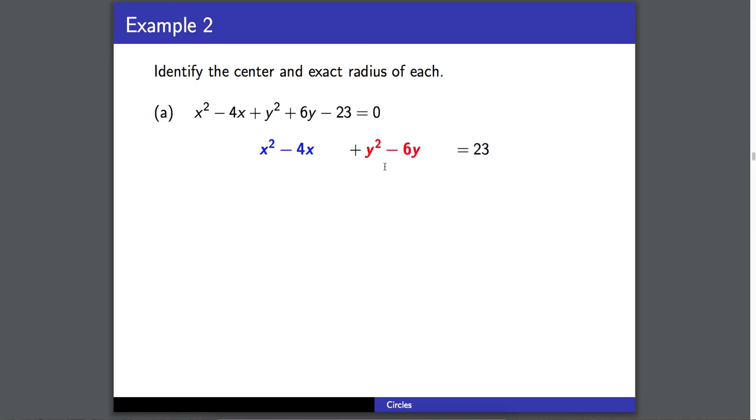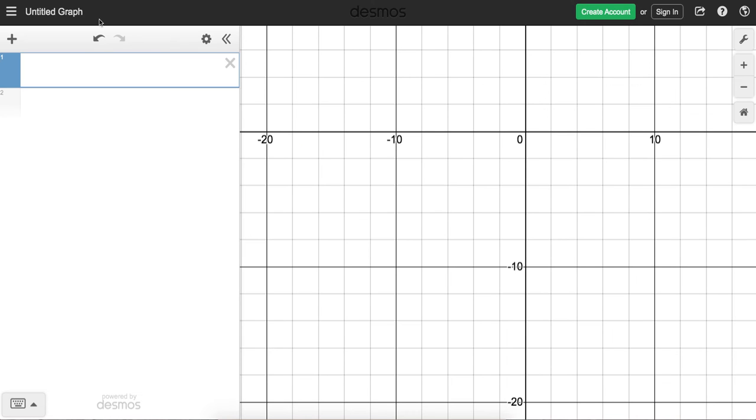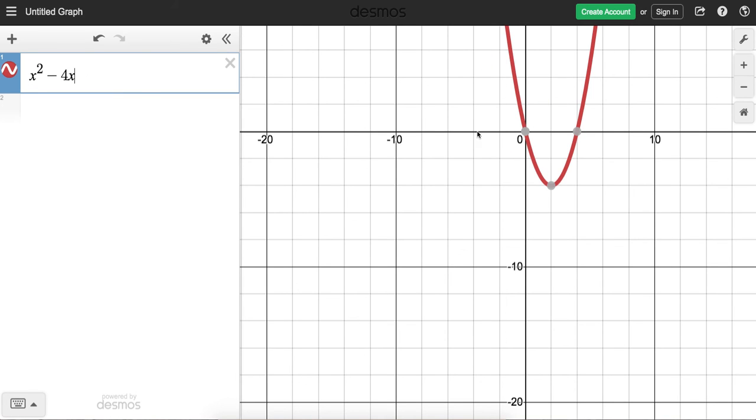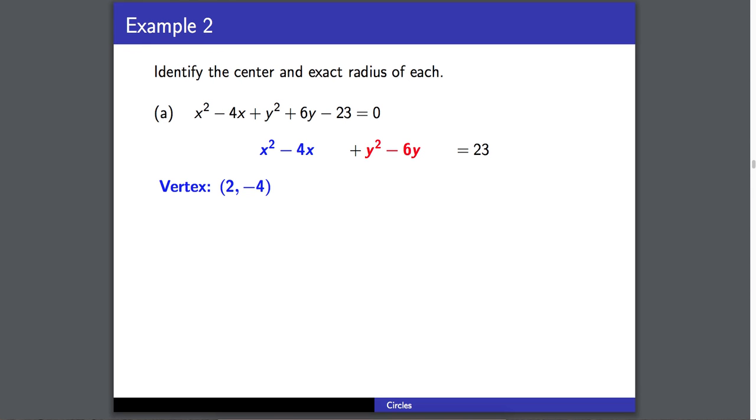Now, we're going to want to find the vertex of x squared minus 4x. We can just type that into Desmos as x squared minus 4x, and we get the vertex of that at 2, negative 4. So the vertex of x squared minus 4x is at 2, negative 4.